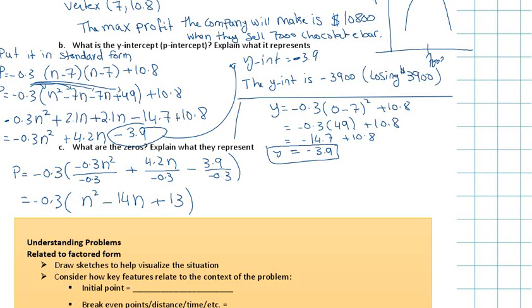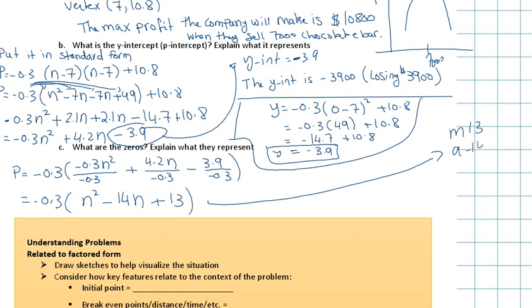So I'm looking for two numbers that multiply to 13 and add to negative 14. My only options are negative 13 and negative 1, which do add to negative 14. So my factored form is p equals negative 0.3 times (n minus 1) times (n minus 13). So what are my zeros?